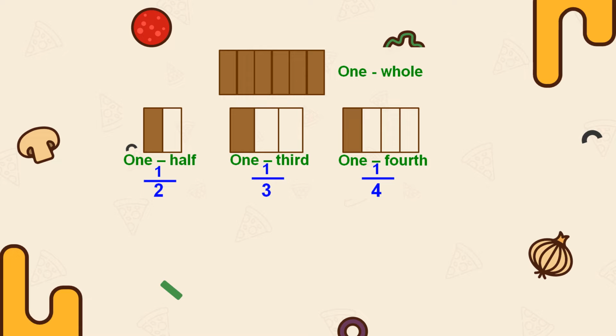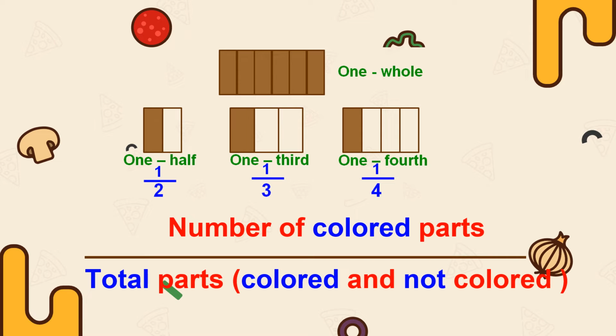So our rule in the fraction is number of colored parts over total parts, colored and not colored. If we look here at the first chocolate bar, how many colored parts? Just one. Over the total parts, colored and not colored, they are 2. We put 2. Here, how many colored parts? Just one. We put 1 at the top. Over how many total parts, colored and not colored? They are 3. We put 3. Here, how many colored parts? Just 1. We put 1 as the numerator. Over total parts is 4, so we put 4.